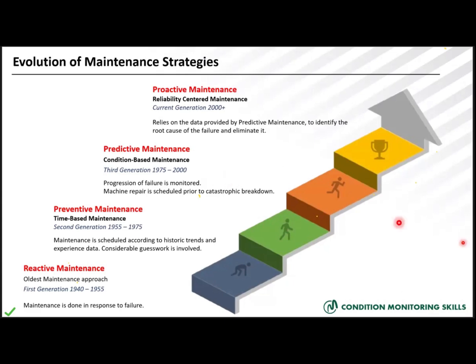And starting from the early 2000s to the present time, the modern strategies are the proactive approach, or proactive maintenance, and reliability centered maintenance. Mainly, reliability centered maintenance now makes use of the data of predictive maintenance or condition monitoring techniques in order to focus on identifying the root causes of failure and then eliminating them. So it is focusing on the root causes of failure.